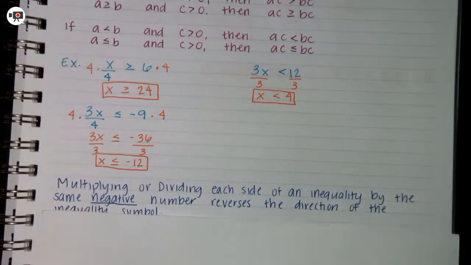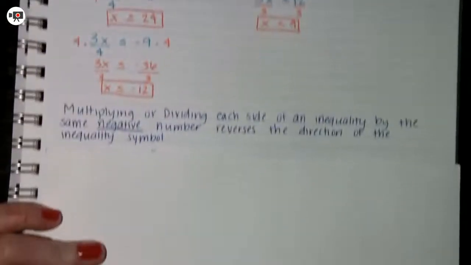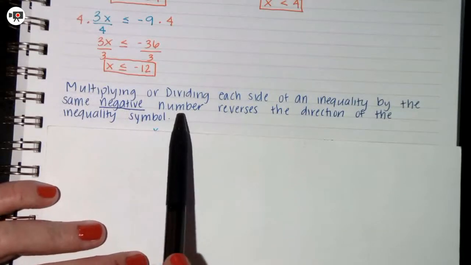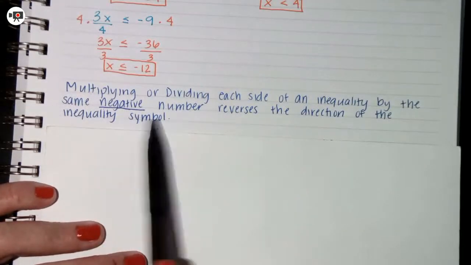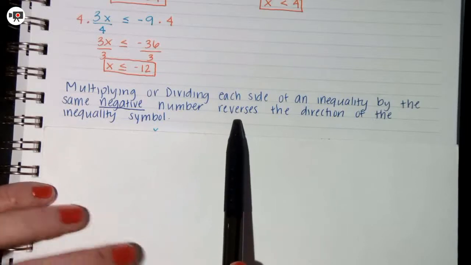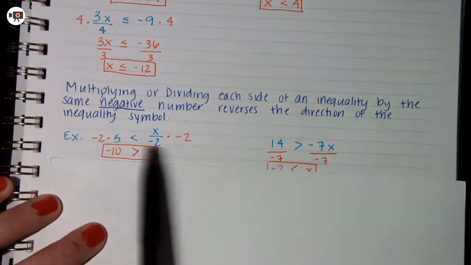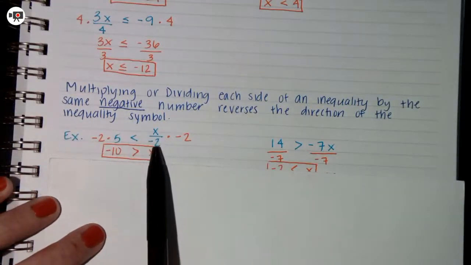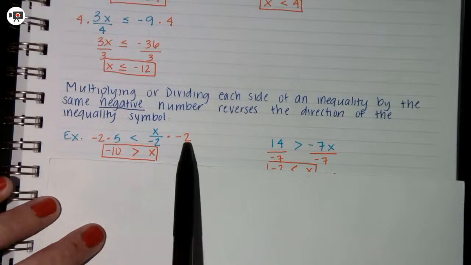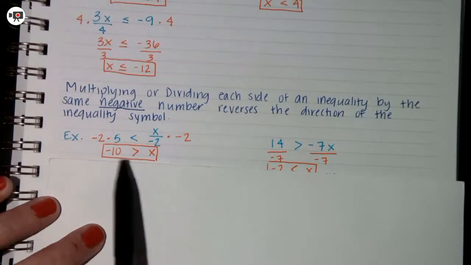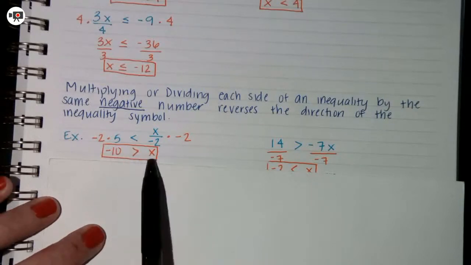Now, this part's different. If you multiply or divide each side of an inequality by the same negative number, the inequality symbol reverses. So if we have 5 is less than x over negative 2, and we multiply each side by negative 2 to get x by itself, this inequality symbol needs to switch directions. So it is now negative 10 is greater than x.